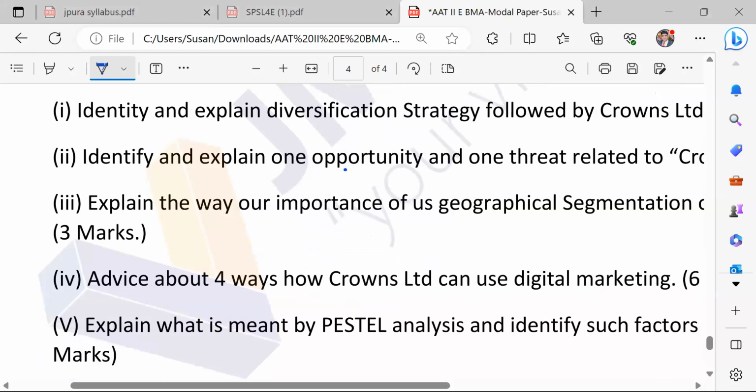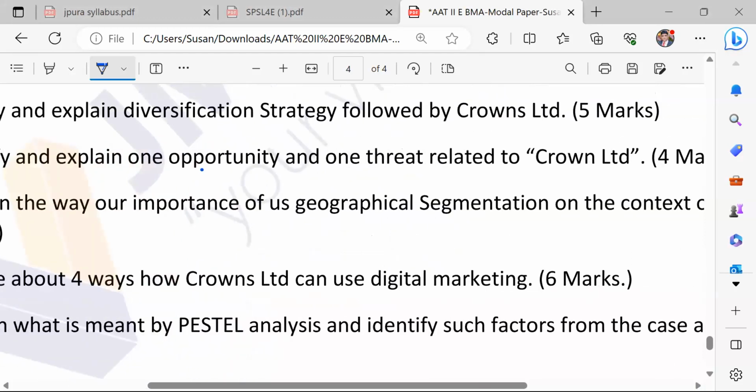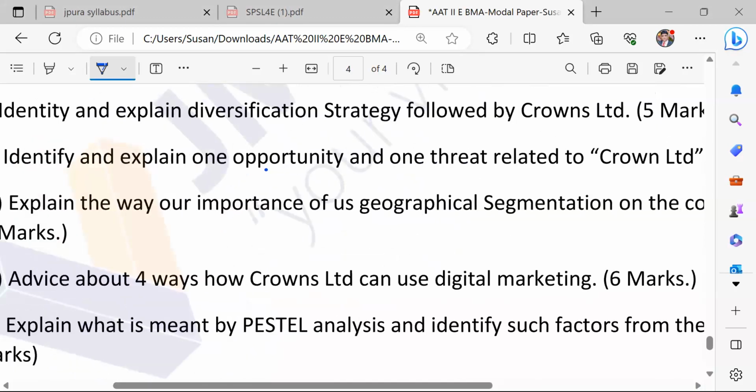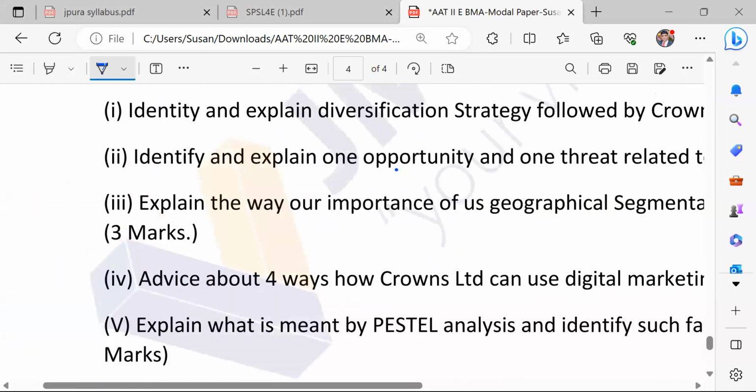Advise about 4 ways Crowns Limited can use digital marketing, right? How they can use digital marketing. Now, this company can advertise on ticketing sites like Agoda. Agoda is a ticketing site, and this company can directly invest in a company like Agoda. That is one. And they can use social media marketing.